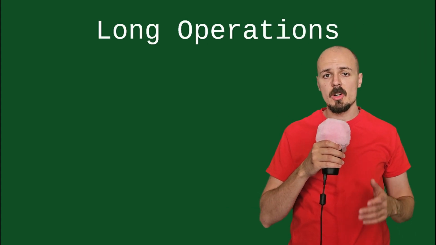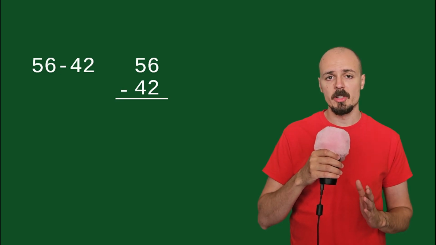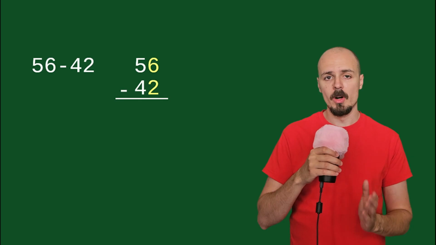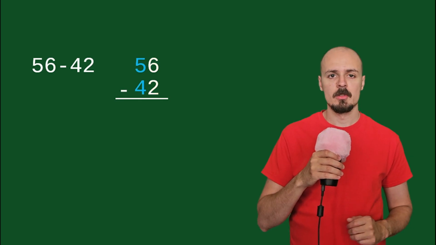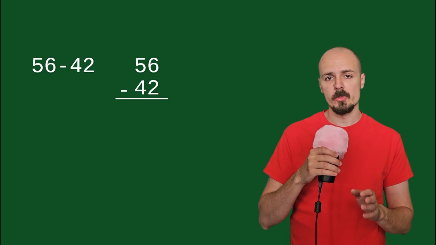Let's talk about long operations, specifically long subtraction. Say we have 56 minus 42. Well, first we have to write them in our long subtraction form. Make sure that starting right to left, we have all of our numbers stacked up nicely, starting with the ones, then the tens. If that's all good, we'll start by subtracting, starting with the rightmost column.